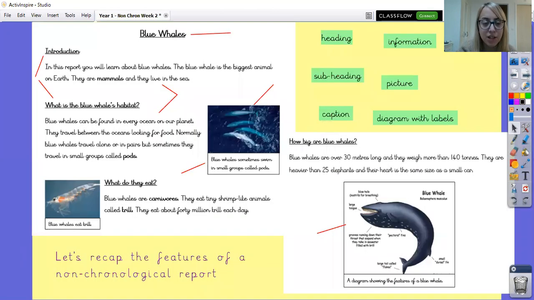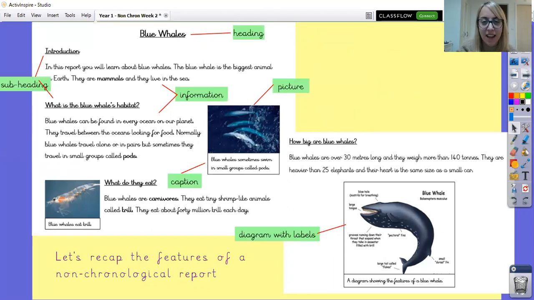So let's just have a quick recap then of the features of a non-chronological report. So here are the labels, okay? The red lines are pointing to a certain feature, and you need to match the right feature, okay? So have a look. Can you match up the label to the correct feature? So pause the video and have a go.